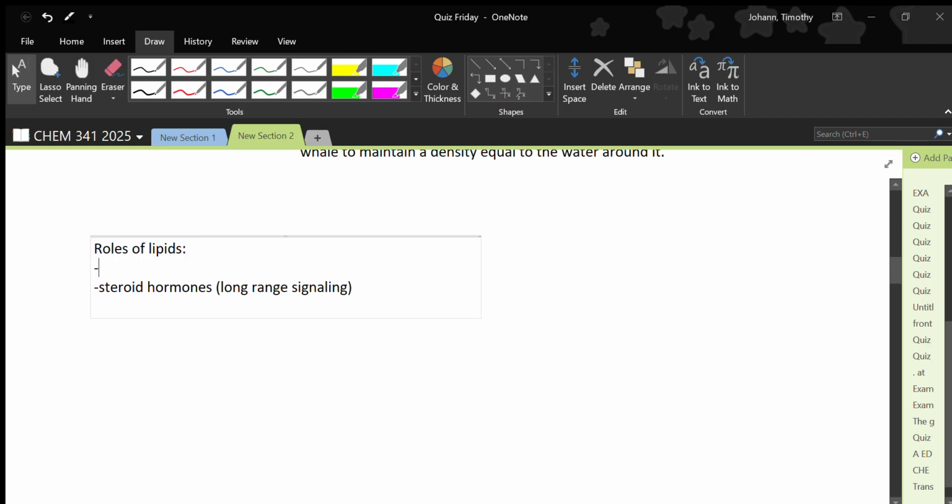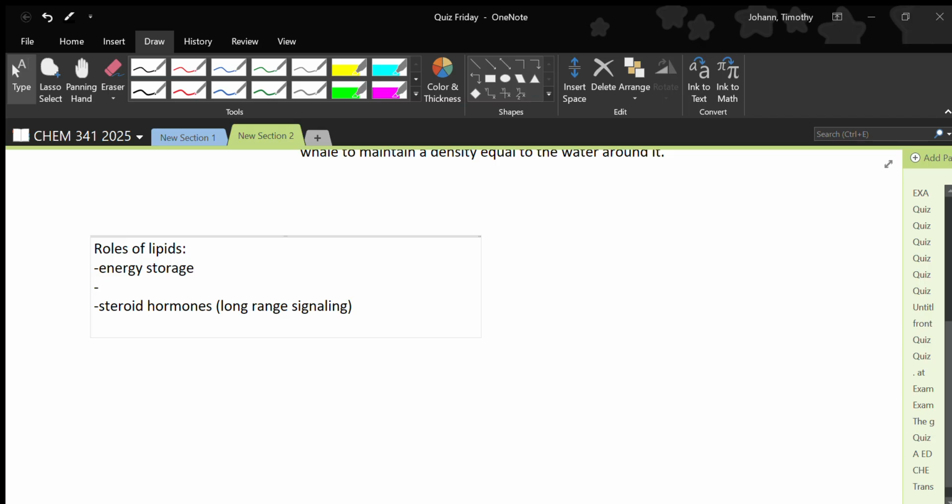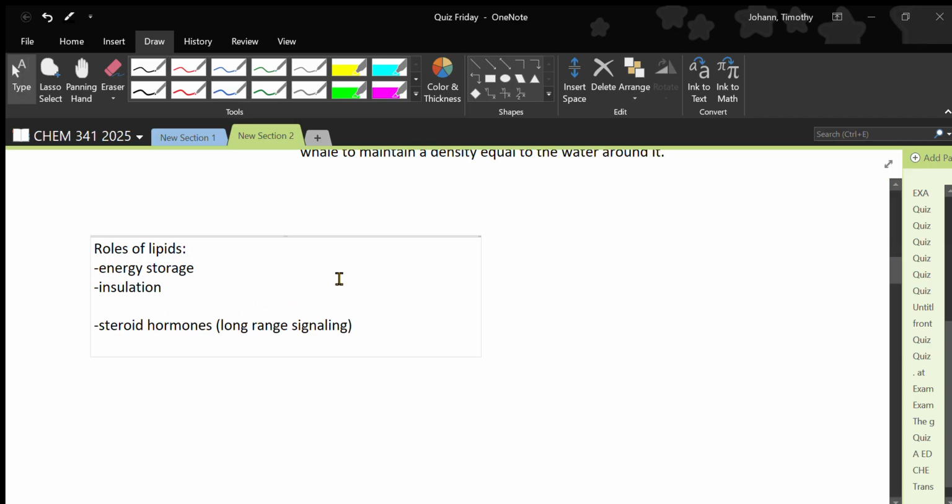What else? For energy storage and for warmth. Okay, so energy storage. And I'm assuming by warmth you mean insulation? Yeah. Okay, because they also get burned for warmth. What else? They can be structural. Where would they be structural? Yeah, cell membrane, right? That's a structure that holds the cell together.